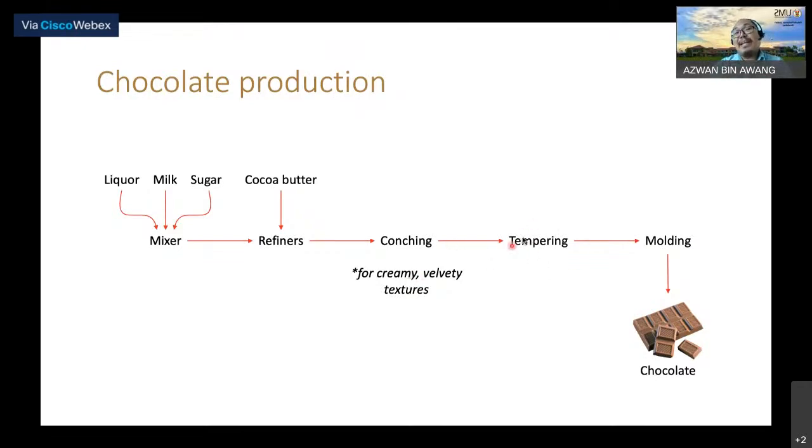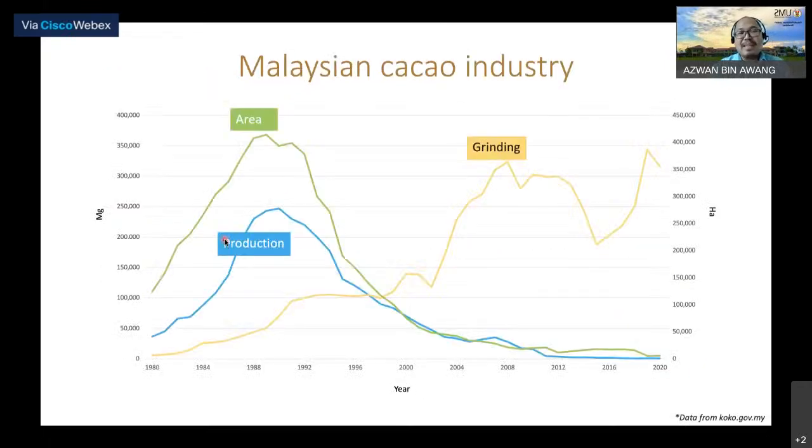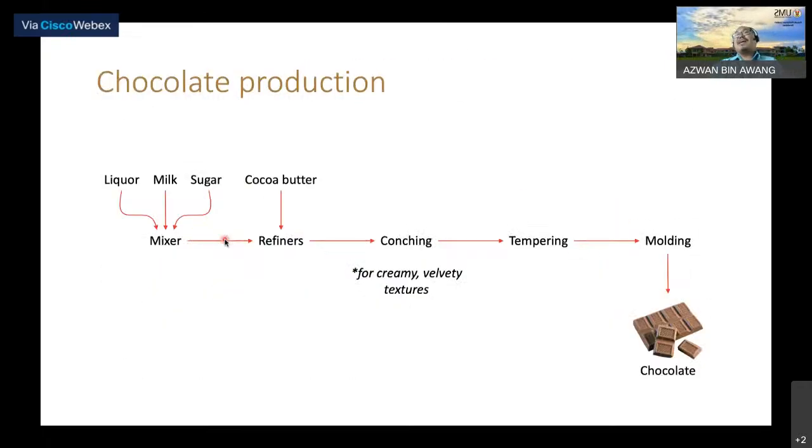Kemudian it goes to tempering. You increase the temperature and then slowly you reduce the temperature so that the particles of cocoa dia tersusun dengan cantik. And after that, of course, you do molding. Depending on the mold, you can make bars and so on, whichever form you like. So this is how we make chocolates. So far, that is about from farm to chocolates.